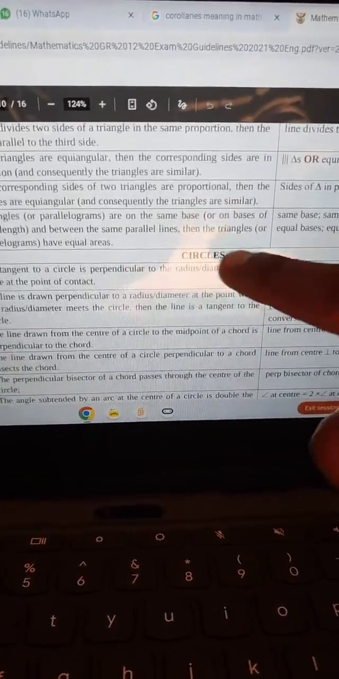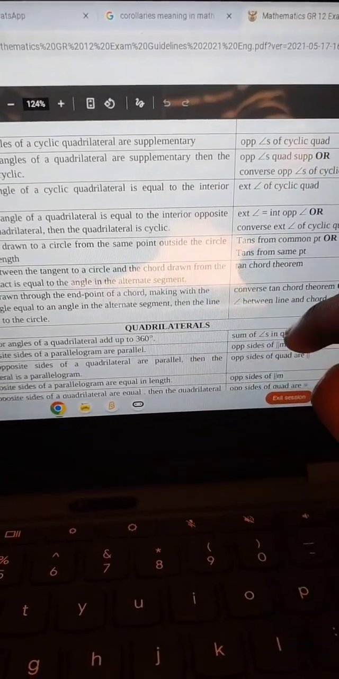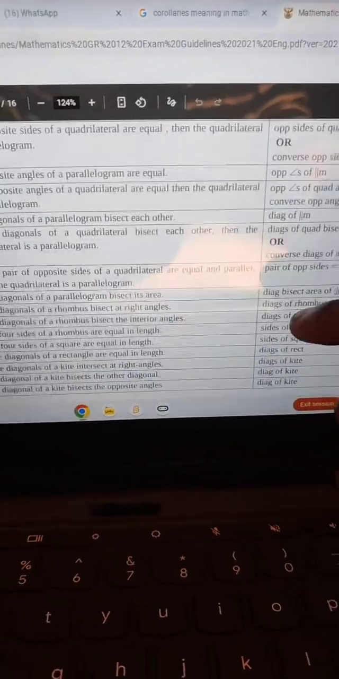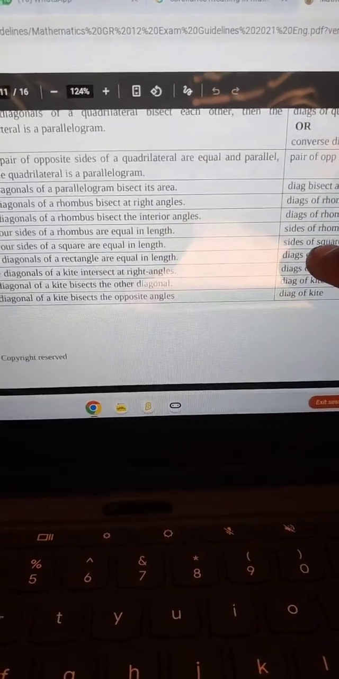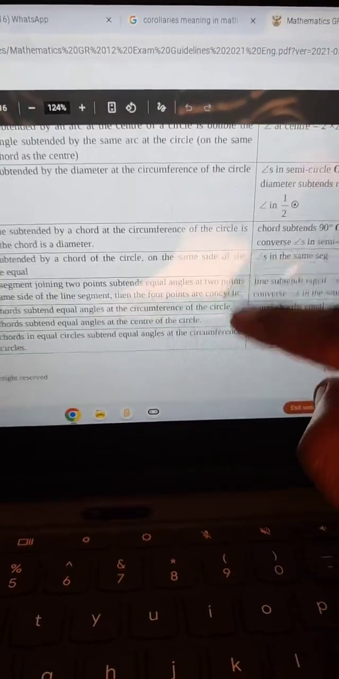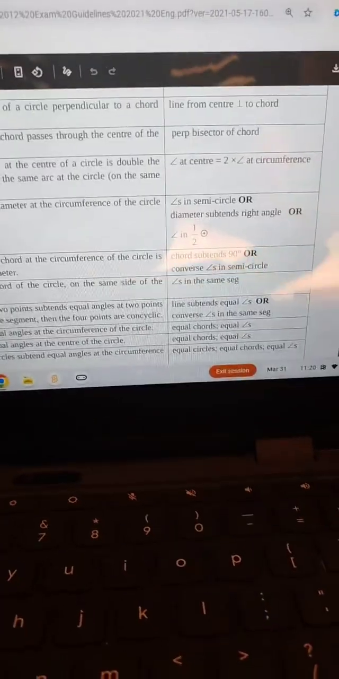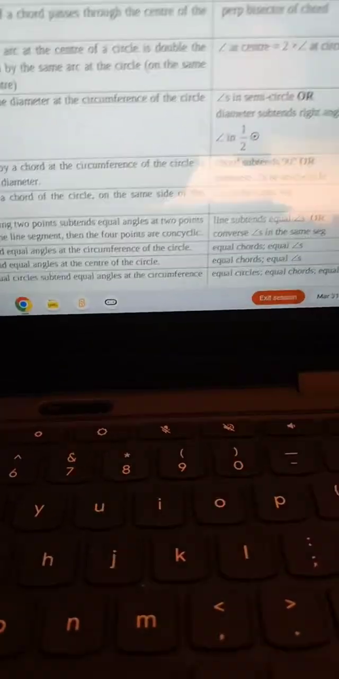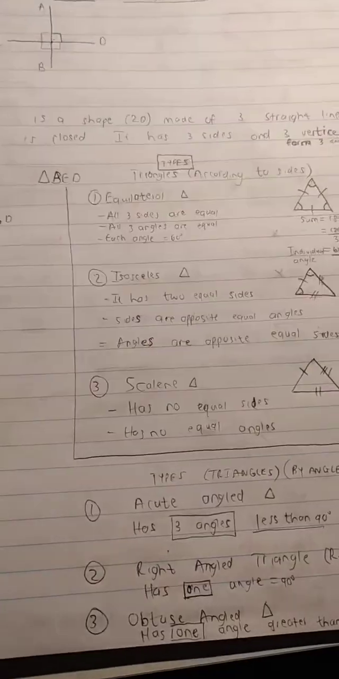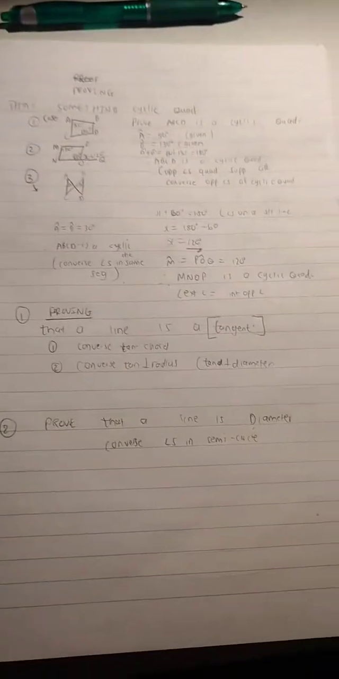for your circles. All of the circle theorems are there, many of them. Your quadrilaterals, your rhombus, parallelogram. You can see, guys, diagonals. So there's all of these. This is a must-have document to be up there on your wall. It's a must that this document be up there.